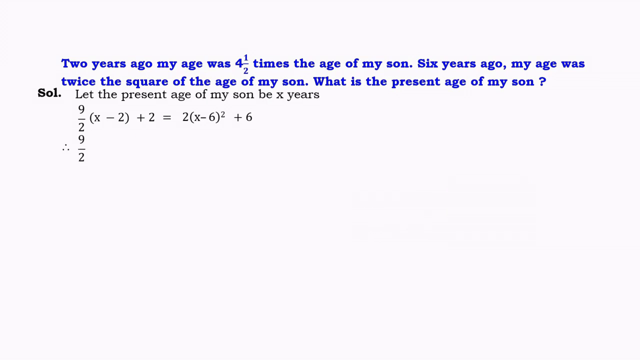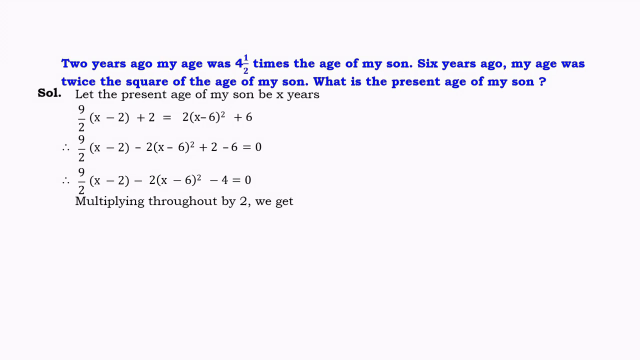We have already obtained two expressions for the father's present age. The first expression is 9 by 2 multiplied by x minus 2, plus 2. The second expression is 2 multiplied by the square of x minus 6, plus 6. Since both expressions represent the father's present age, they must be equal. So, we equate them and form an equation. Next, we simplify the equation by expanding the brackets and arranging all the terms on one side. After simplification, we get the quadratic equation.